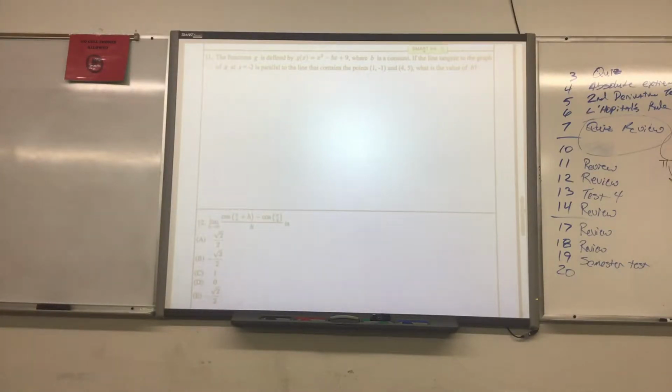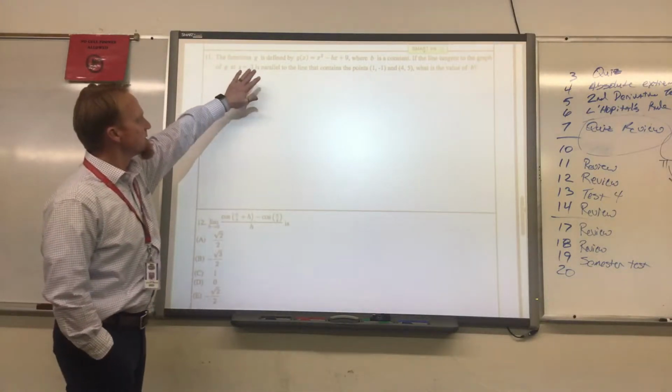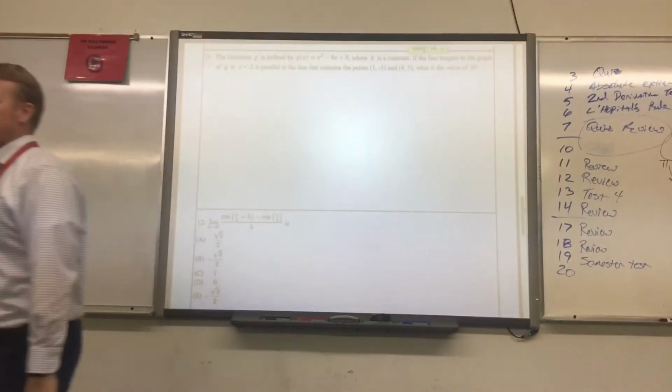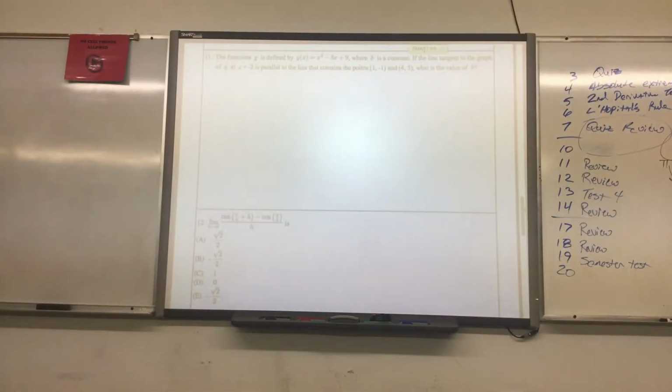All right, 11. The function g is defined by g of x equals x squared minus bx plus 9, where b is a constant. If the line tangent to the graph of g at x equals negative 2 is parallel to the line that contains those 2 points, what is the value of b? So raise your hand if you can decipher this and tell us what we need to do.